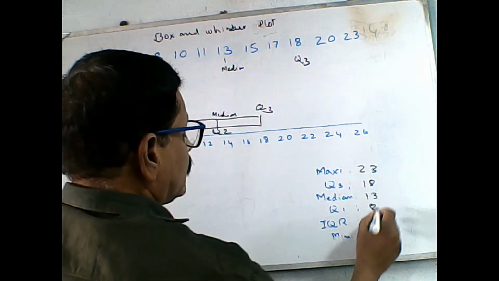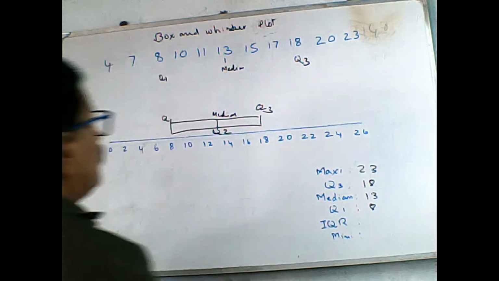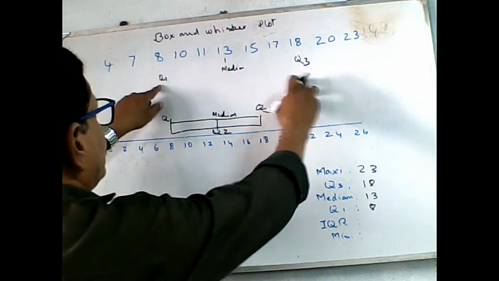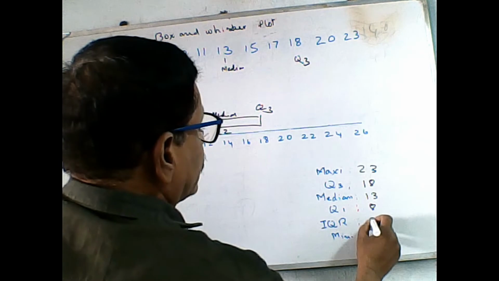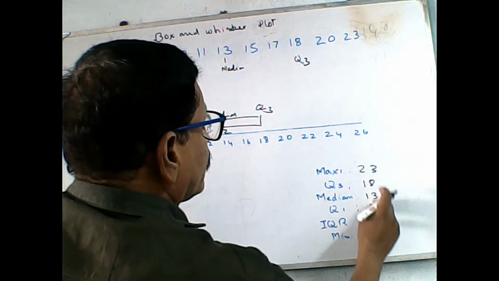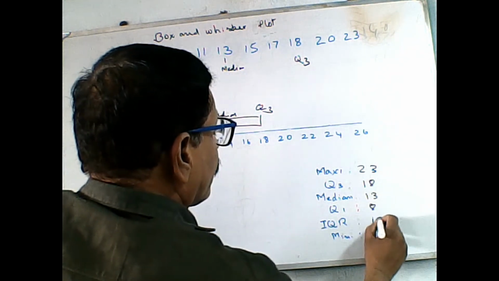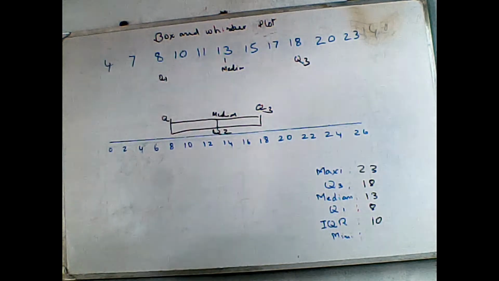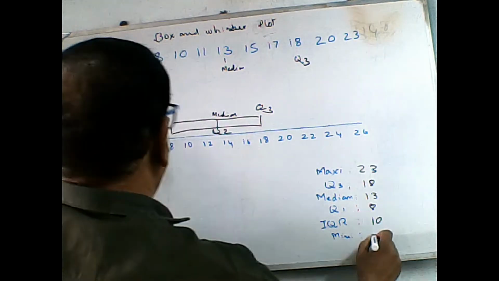8. Interquartile range, between this 18 and 8 is 10. 18 minus 8 is 10. Okay, the minimum number is 4. This one, 4.